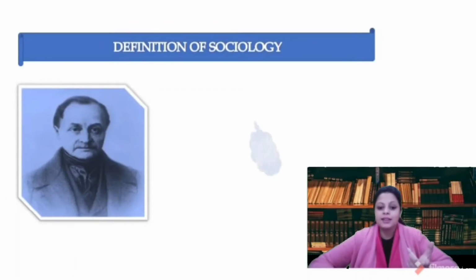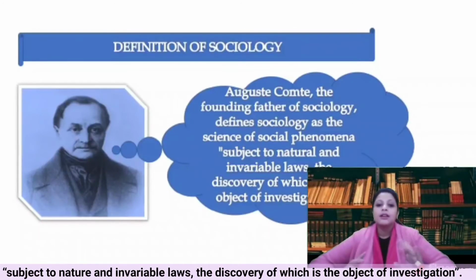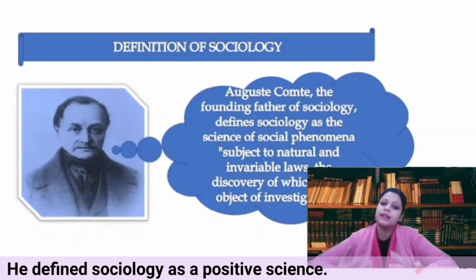Now, who is the pioneer? Auguste Comte. Then we have to start with his definition only. So Auguste Comte used to say that sociology is a science of social phenomena which is subjected to natural and invariable laws. So according to him, there are lots of invariable laws which we don't know, we can't see, we can't define them, but we can try to study them, right? When we try to study them, that is sociology, right? So it is subjected to natural and invariable laws, and the discovery of which is the object of investigation.